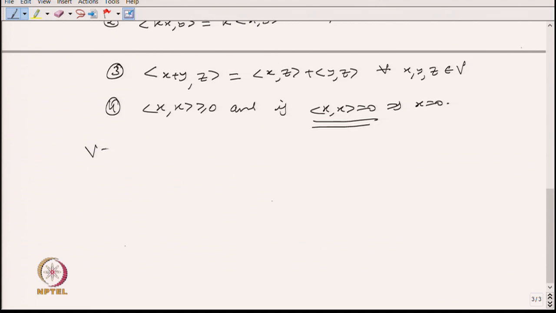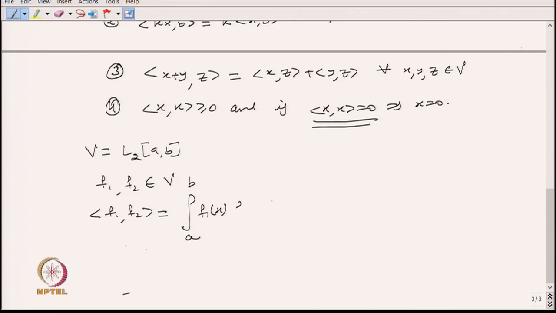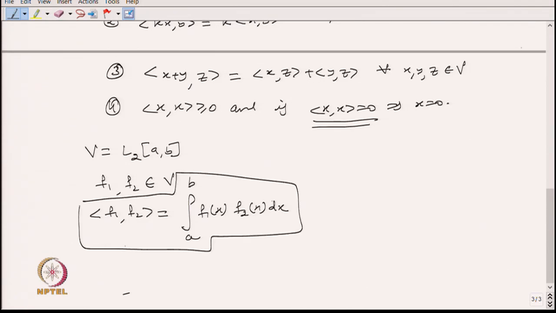Whenever we are dealing with functions, the inner product becomes as follows. Let us suppose that I am taking V as an L2 space. If I want to take the inner product of two functions, f1 and f2 belonging to V, then it will become the integration from a to b of f1(x) f2(x) dx. That will be the inner product whenever you are dealing with functions.